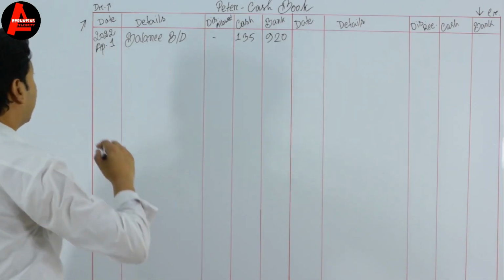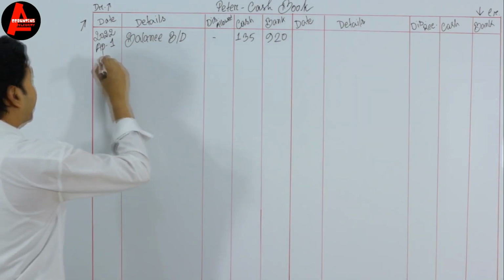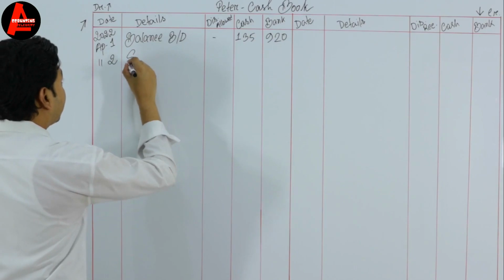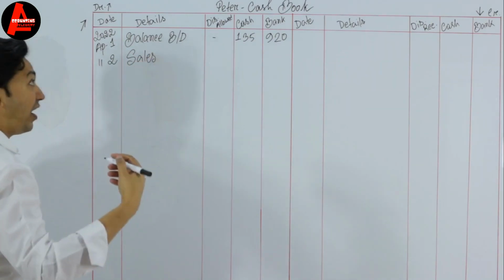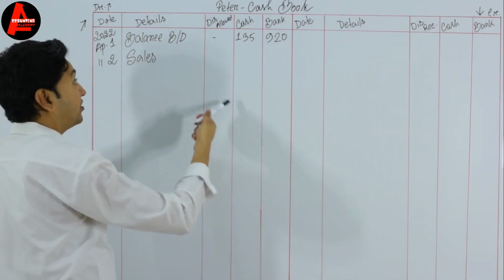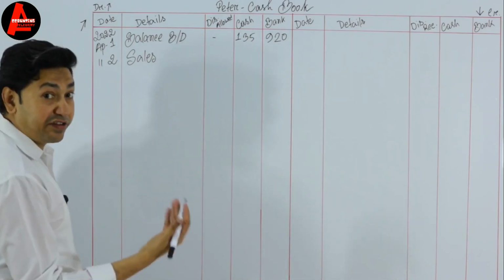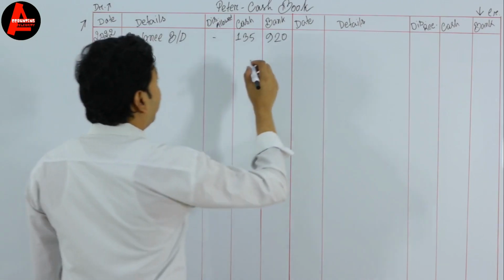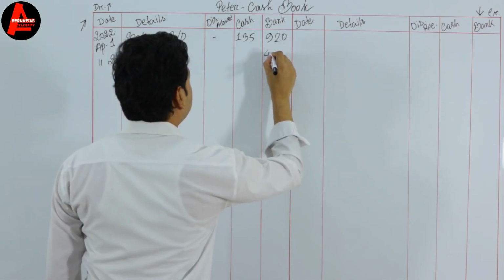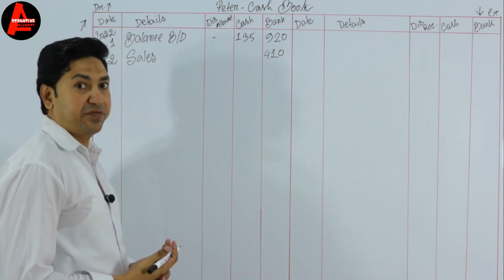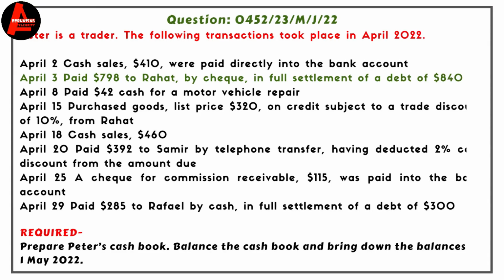Okay, so here we will write the date first, April 2. Here we will write sales. Okay, so money has gone to the bank. So we will not write anything in the cash or discount allowed column. Directly we'll write the money in the bank column, $410. Okay, finished. The second one, what is next we have?